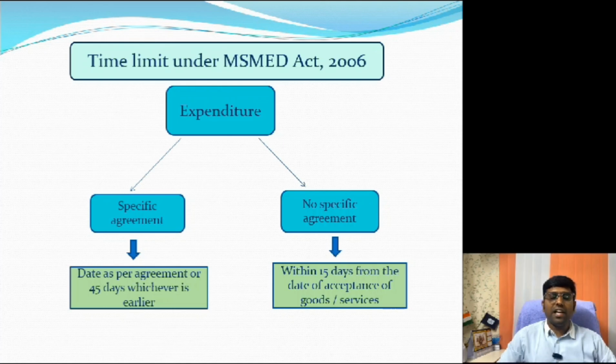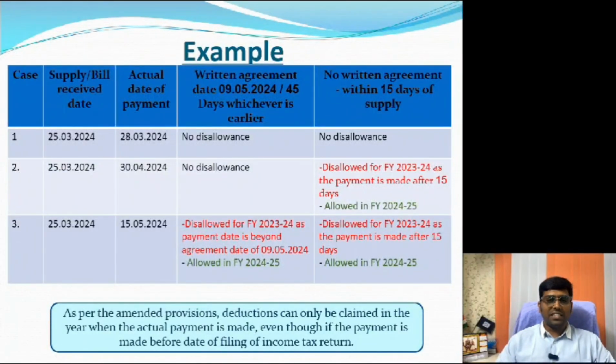If you have a look at the slide, the first branch says if there is any written agreement between the buyer and the supplier, then the date specified in the agreement or 45 days, whichever is earlier, will be the time limit. If there is no specific written agreement between the buyer and the supplier, then within 15 days of acceptance of goods or services will be the time limit. Let us have some examples to have a better idea.